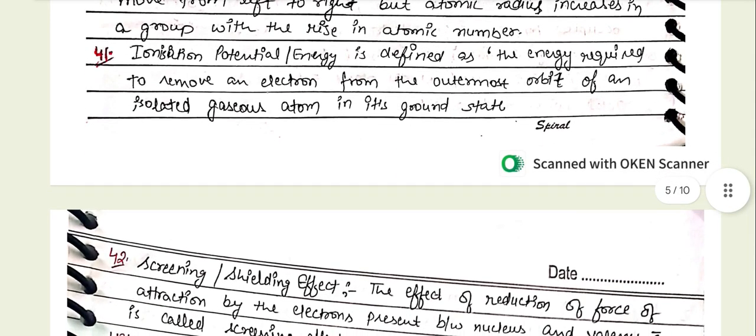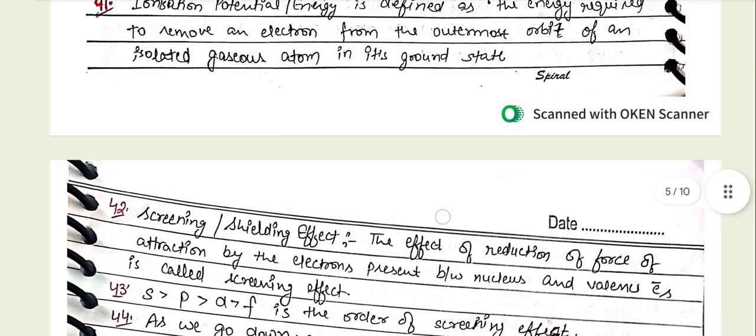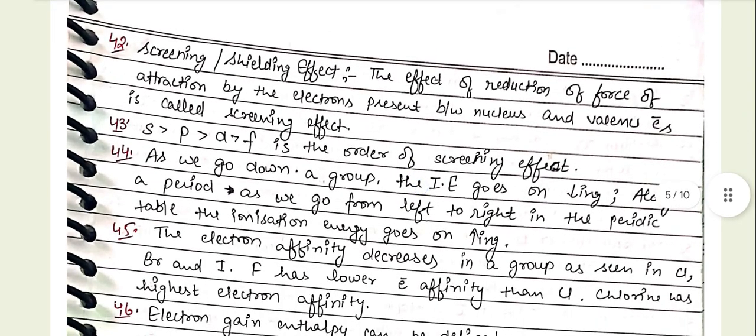Ionization potential energy is defined as the energy required to remove an electron from the outermost orbit of an isolated gaseous atom in its ground state. Screening or the shielding effect. The effect of reduction of the force of attraction by the electrons present between the nucleus and the valence electrons is called the screening effect.